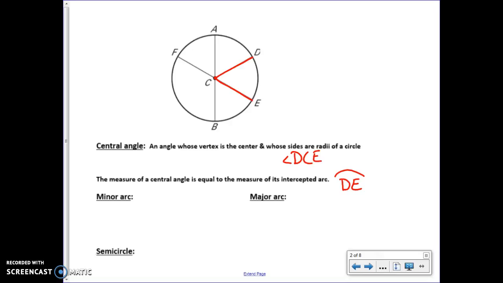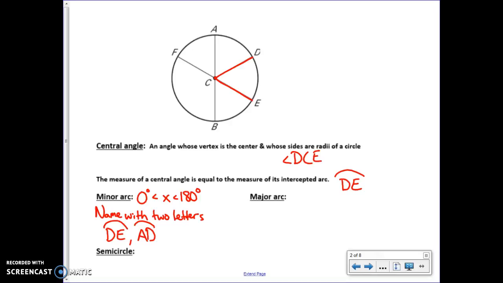So we have three different kinds of arcs and ways to classify. A minor arc is between 0 and 180 degrees. In this case, arc DE would be a minor arc. We name minor arcs with 2 letters. So DE would be considered a minor arc. It's smaller than 180. AD would also be considered a minor arc. There's lots of them up there. You can come up with more examples.